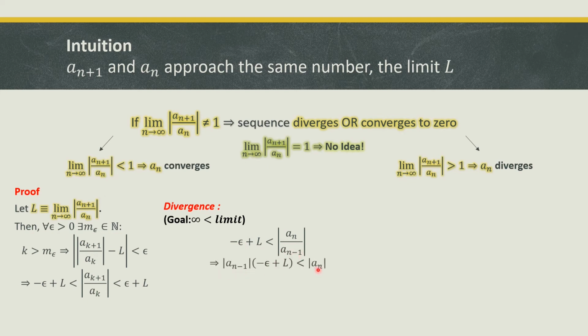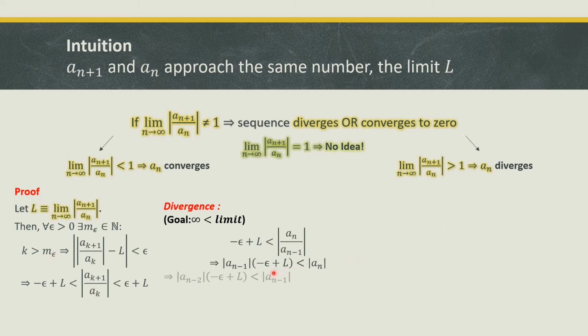We obtain this, and again, we see what this expression means, what this statement means. It means that the given term is greater than the term before it, the previous term, times this term here. And that's true for any n greater than m sub epsilon. That's the only restriction here.